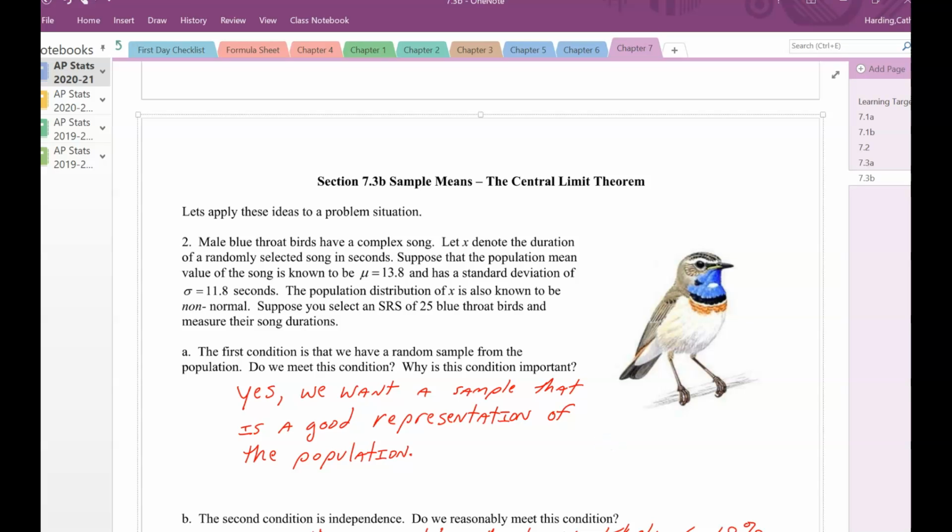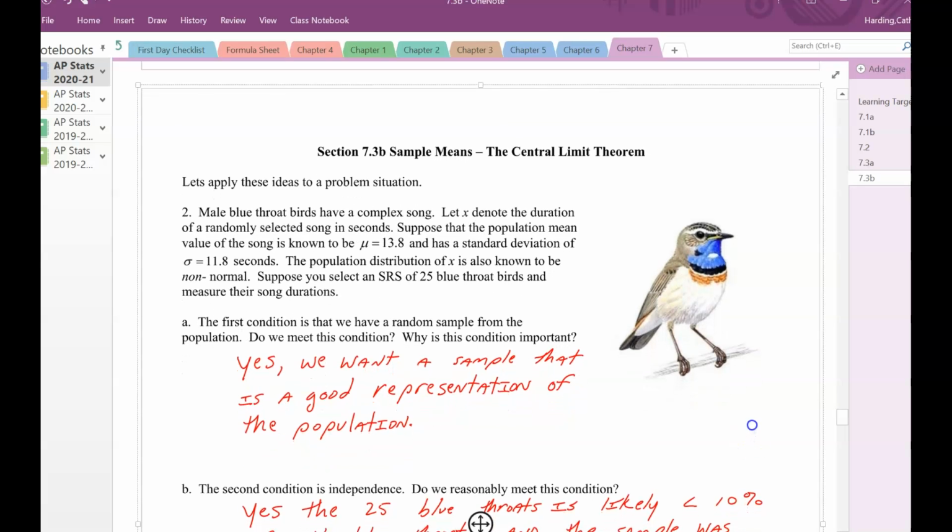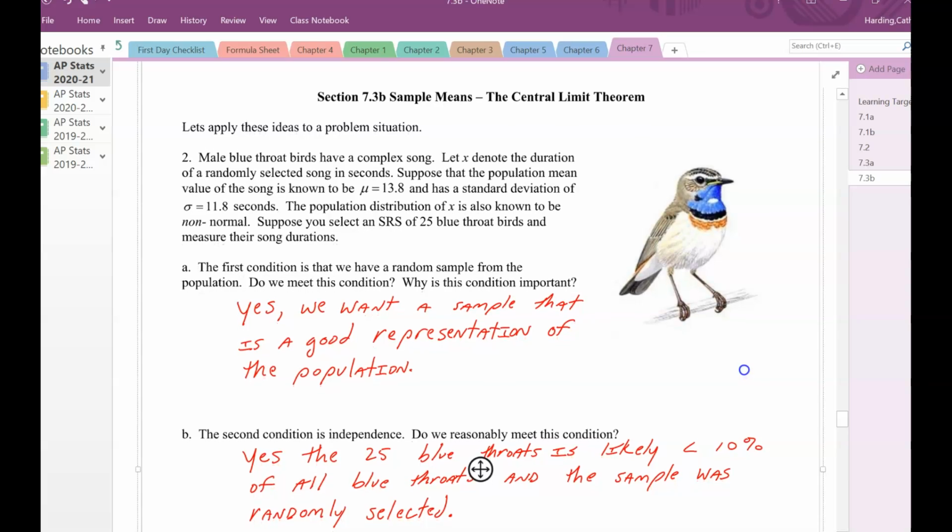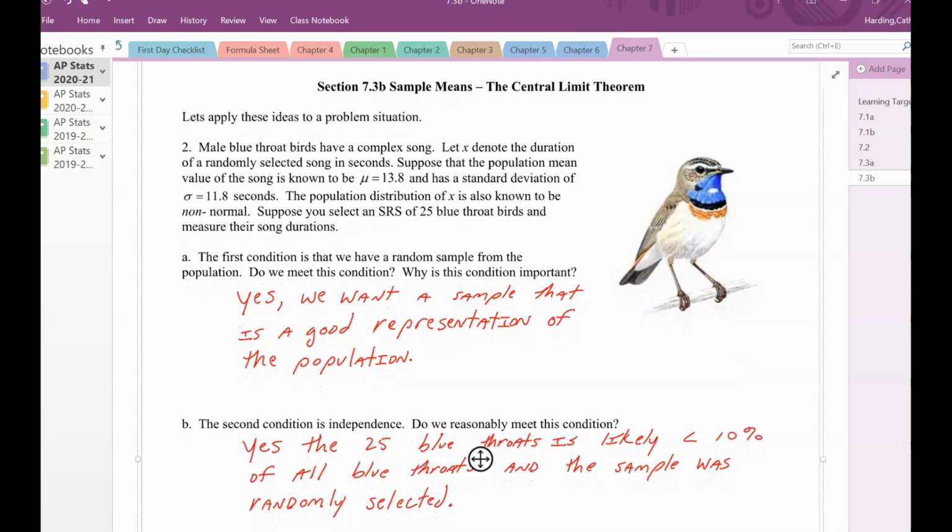The second condition is independence. Do we reasonably meet this condition? Yes, we've met this condition. 25 is likely less than 10% of all the blue throat birds, and the sample was randomly selected. So we can say that the independence condition has been met.